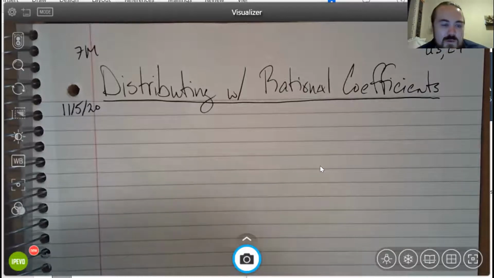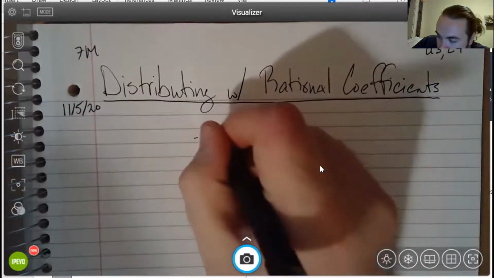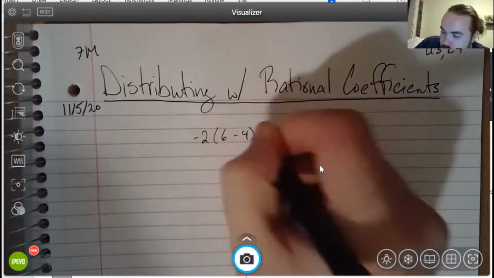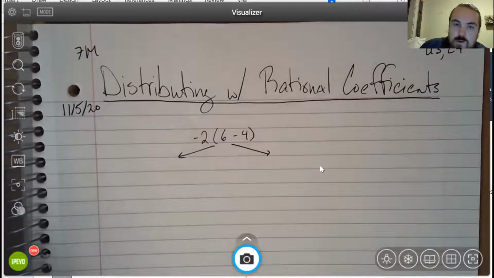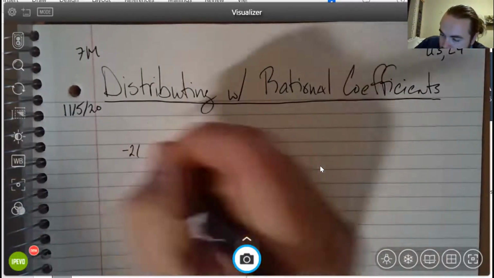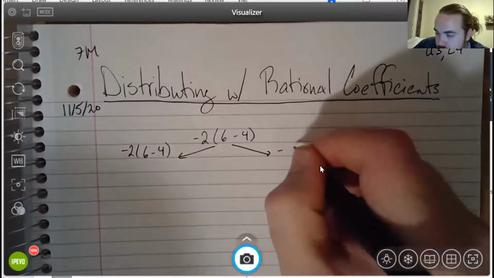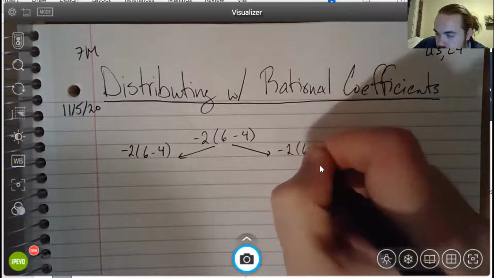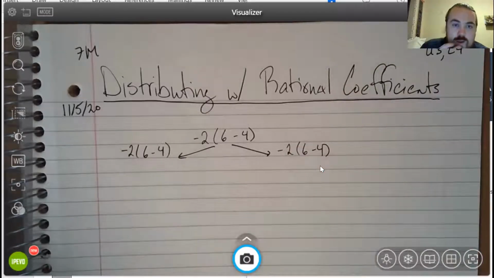We're going to distribute with a rational coefficient, with -2. We have -2 times (6 minus 4). I'm going to solve it two different ways. I'm going to set up two rows. I'm going to again just write the original. I always like having the original expression or equation, if we're solving equations, directly above what I'm solving. It really helps me keep track of everything, and I think you guys should do that too.